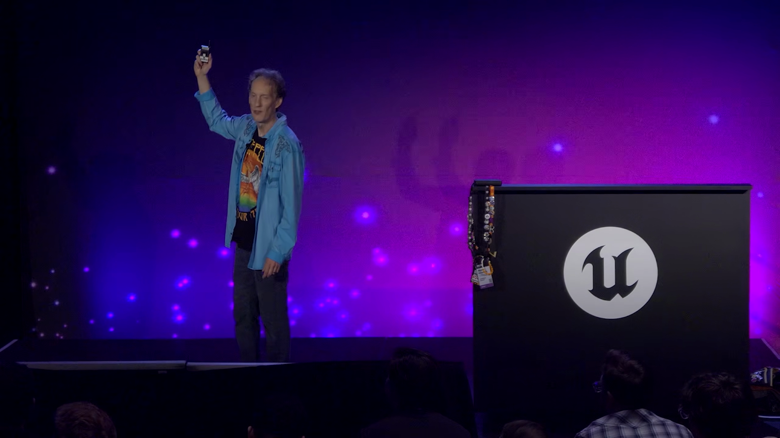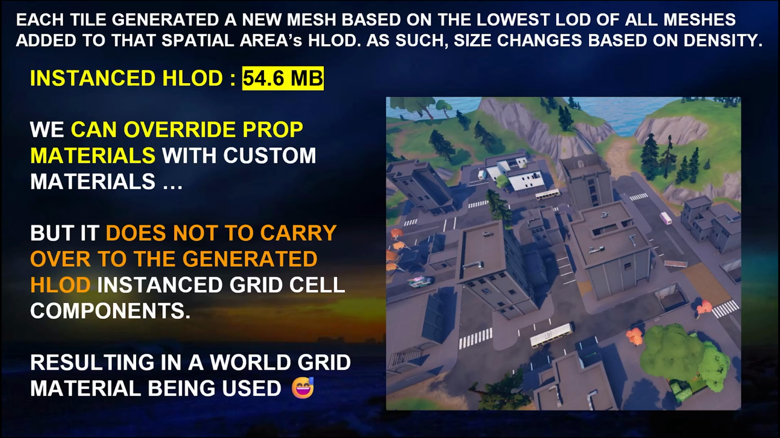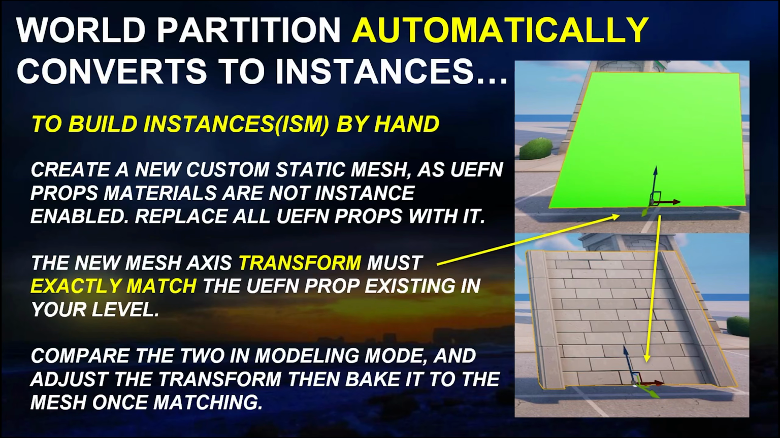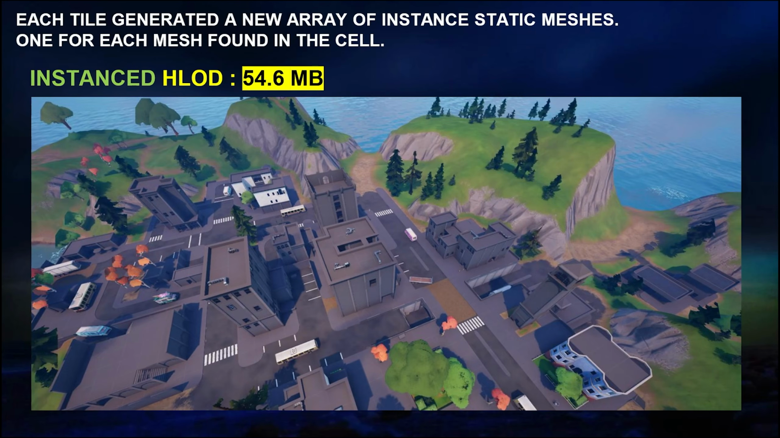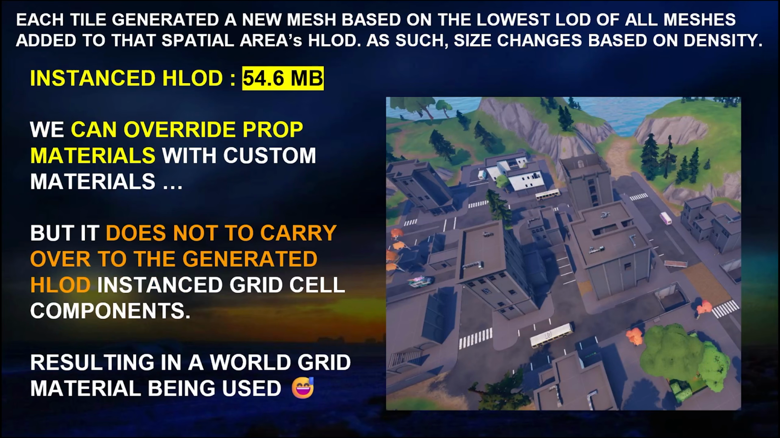This is what it would look like if you could instance HLODs, if the materials did play along. They're all black because they're world grid materials, because UEFN props do not have instanceable checked off on their materials. That's a simple change. But what I'm really trying to show, 46 megs, 54 megs, is how much smaller ISMs are. We can override the material on the props, but it won't make it to our HLODs, sadly.